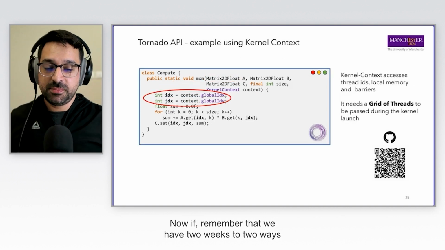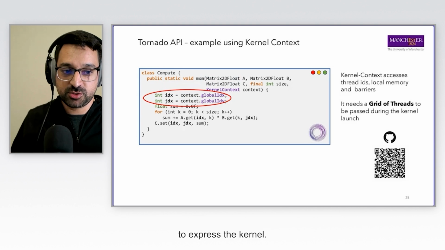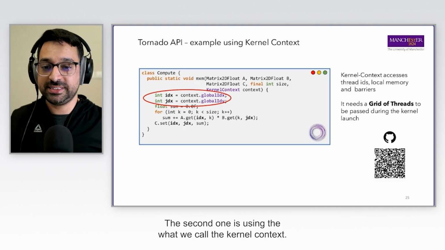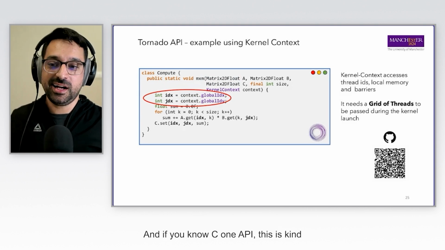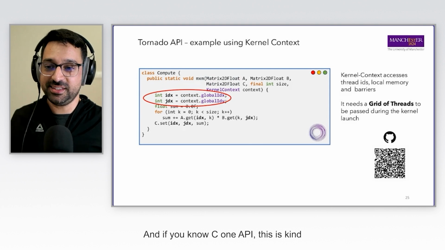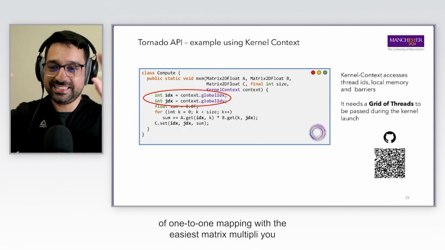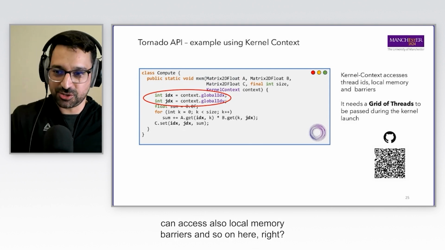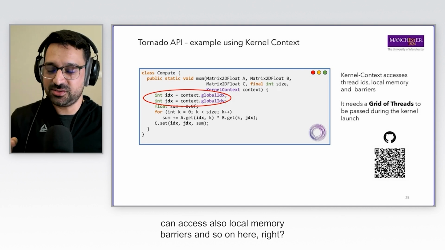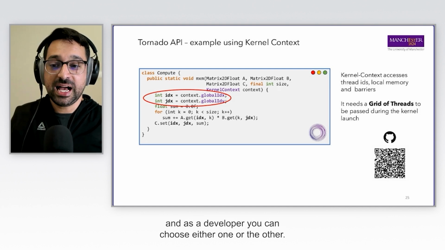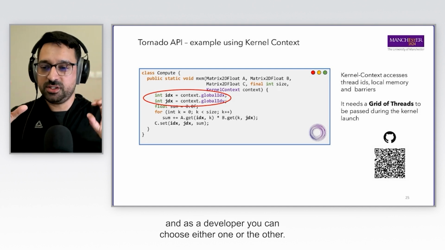Now, remember that we have two ways to express the kernel. The second one is using what we call the kernel context. And if you know CUDA, OpenCL, OneAPI, this is kind of a one-to-one mapping with the easiest matrix multiply. You can also access local memory, barriers, and so on here. So it's very simple. And as a developer, you can choose either one or the other.